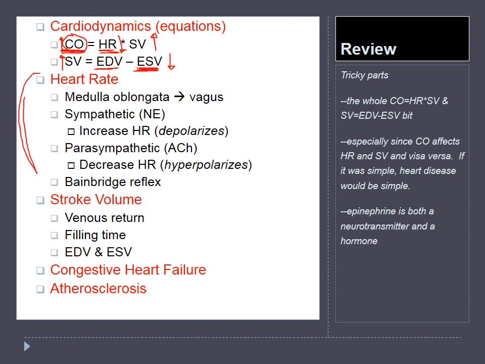We talked about factors that affected heart rate. That was sympathetic and parasympathetic systems. And we talked about things that affected stroke volume, and then talked about a few other changes to the heart. But that's going to wrap up Chapter 19. Be prepared to continue with these equations in Chapter 20.